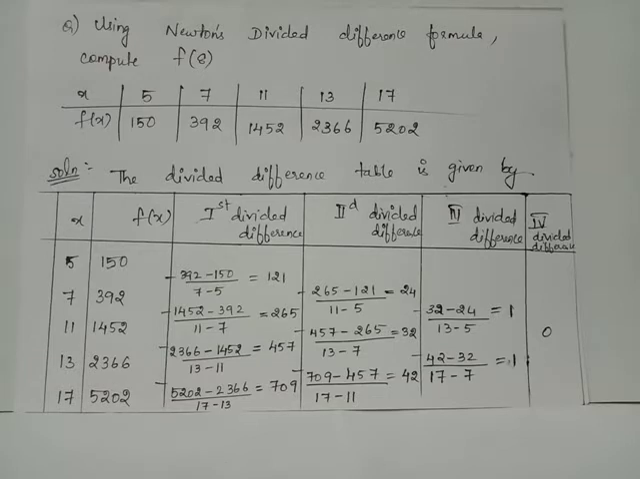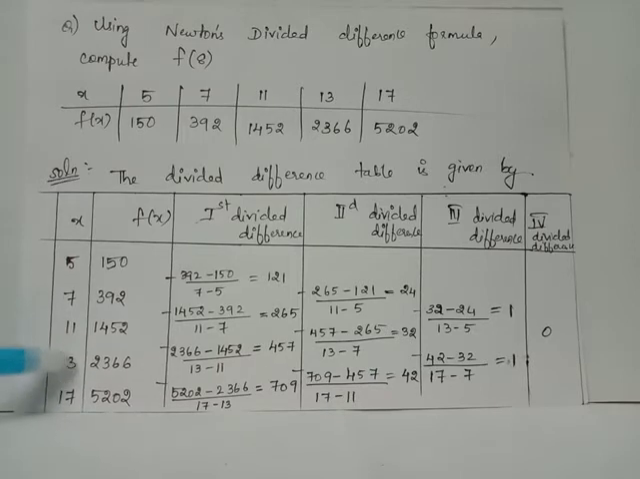In order to evaluate the third divided difference, we will take the difference between 32 and 24 in the numerator, and in the denominator the difference between 13 and 5. Two values in the middle are skipped. Now, the next value in the third divided difference column will be 42 minus 32 in the numerator, and in the denominator the difference between 17 and 7, skipping these two values. Thus, we have obtained constant third divided difference values, which are 1 and 1.